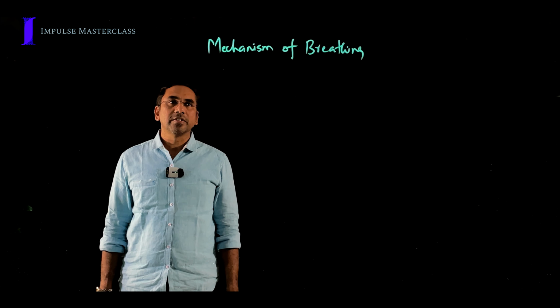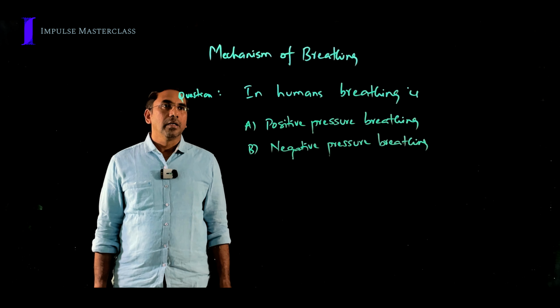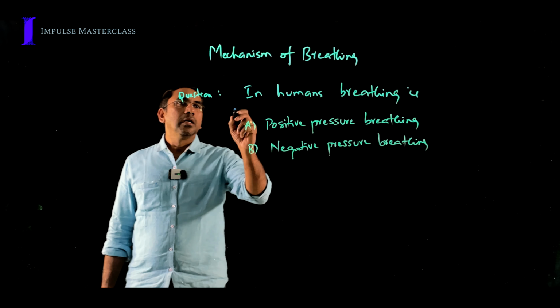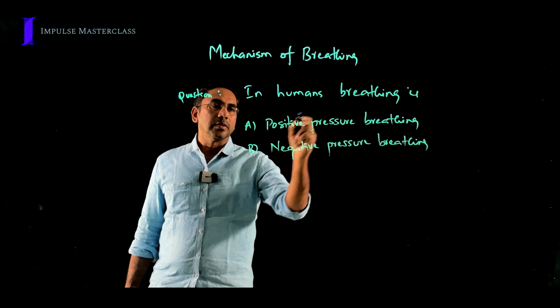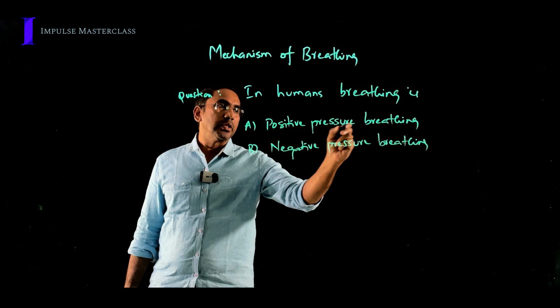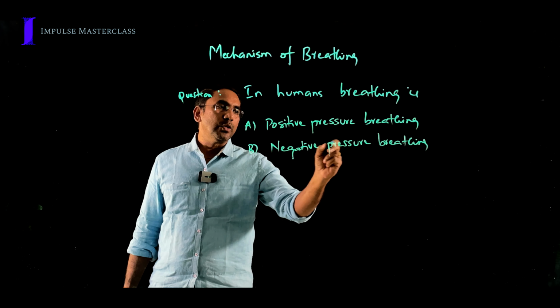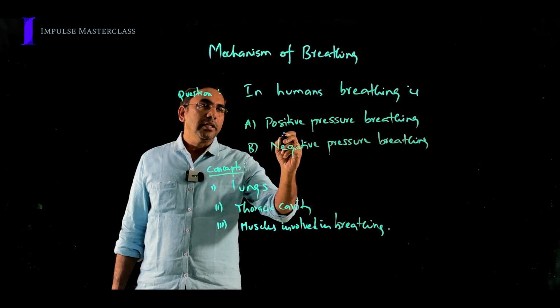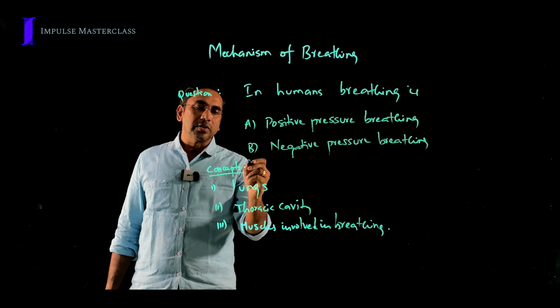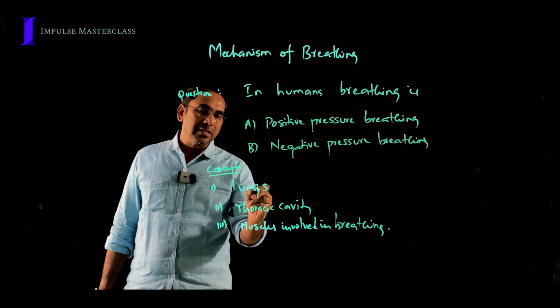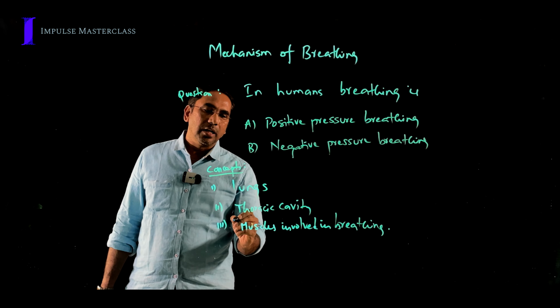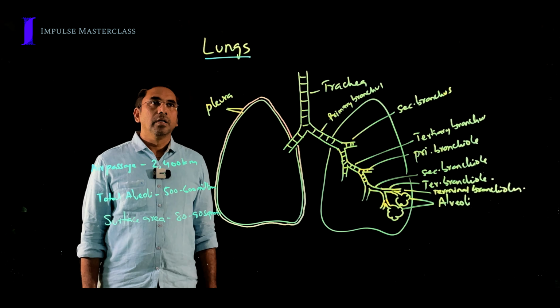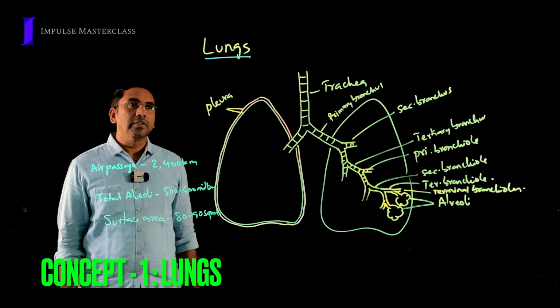Today, we are going to discuss the mechanism of breathing. Let's have a look at this question. In humans, breathing is A. Positive pressure breathing, B. Negative pressure breathing. In order to know the answer for this question, we need to understand the following concepts: lungs, thoracic cavity, and muscles involved in breathing. Let's understand the structure of lungs first.